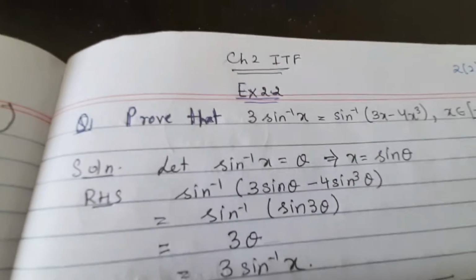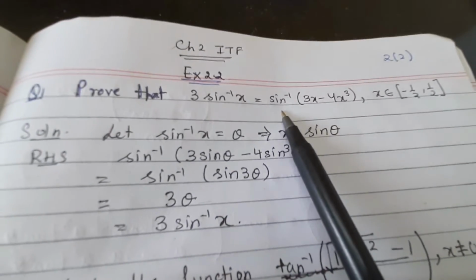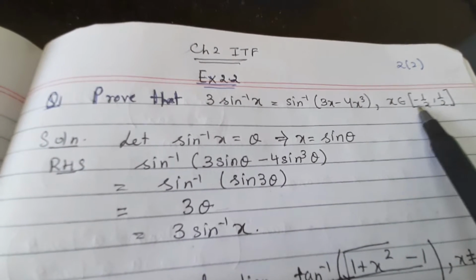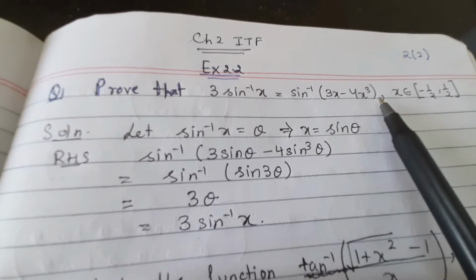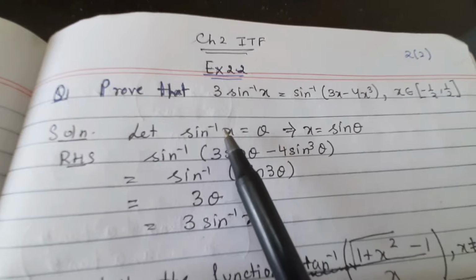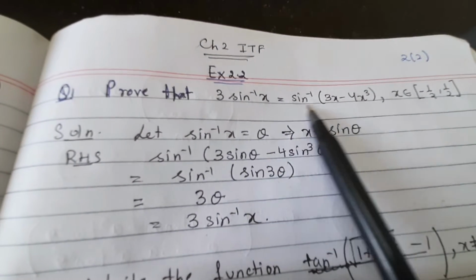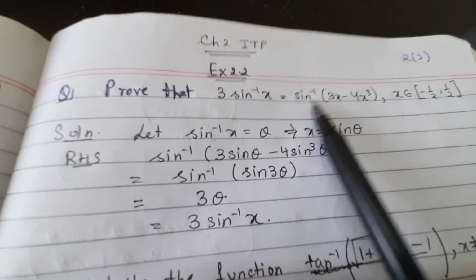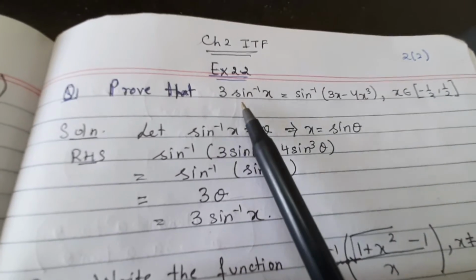This is question number 1. Prove that 3 sin inverse x is equal to sin inverse of 3x minus 4x cube, x belongs to the closed interval minus half to half. So here I told you that we are going to take a substitution. We have to do some substitution so that I am able to prove this identity. So I will try to get sin inverse sine of something so that I get my answer.